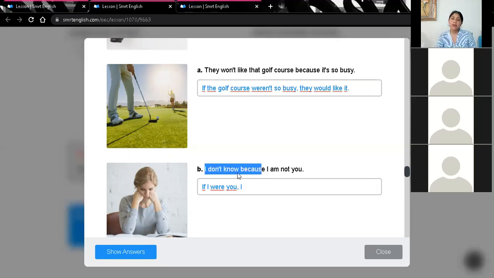Now it's with this one. If I were you, change it to affirmative. I know you. I would know, because you have to use would or could. Oh. I would know.